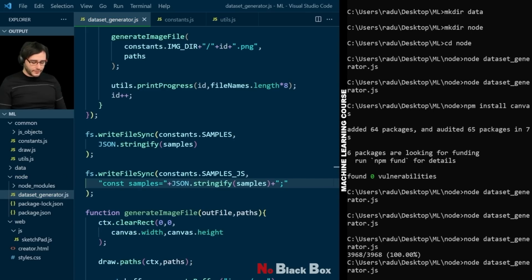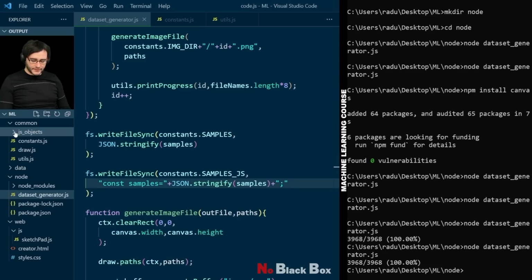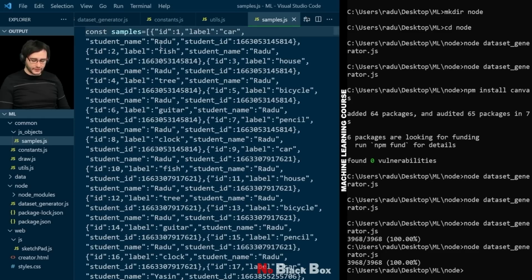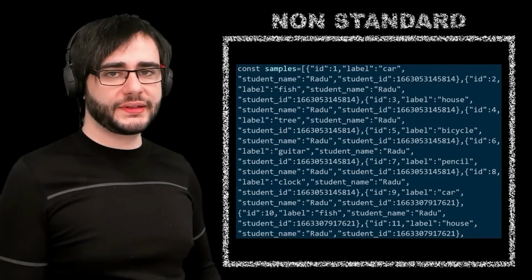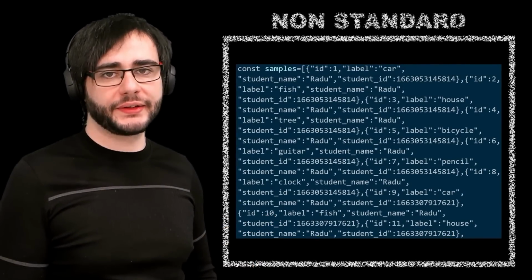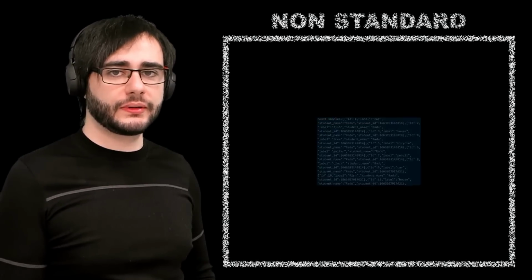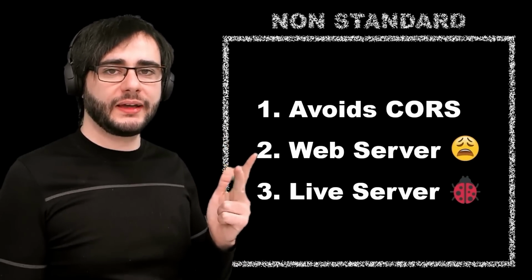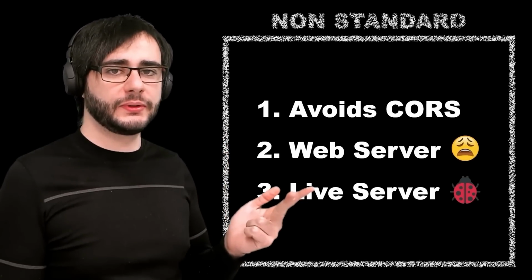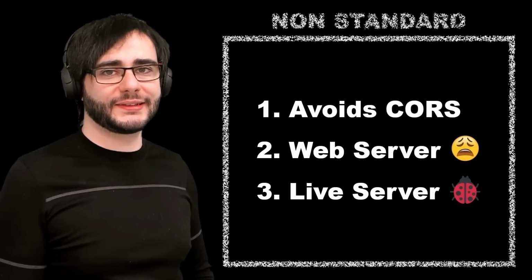Now let's rerun this script. We can see the file now here. It's essentially the same as samples, but with this beginning part right here and a semicolon at the end. Now, this kind of structure I'm using here is not really standard, and I won't go into much detail as to why I chose it for this course. But in short, it's to avoid CORS. I thought the web server is too much trouble, and the VS Code live server extension is buggy with some of the things we'll do later, at least on my computer. But feel free to reorganize this if you have better ideas.